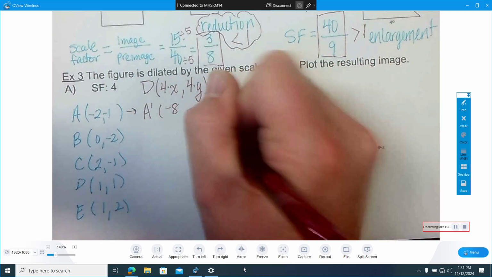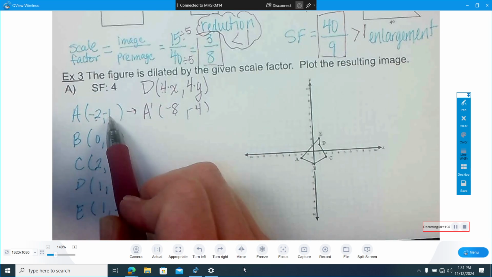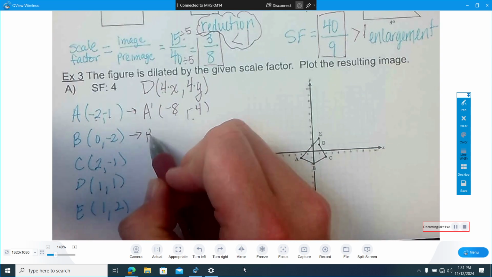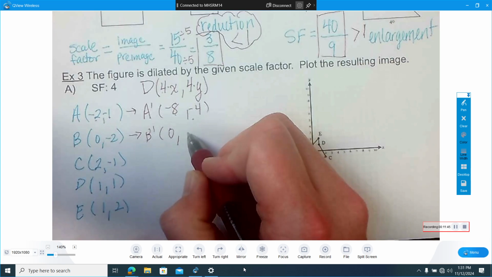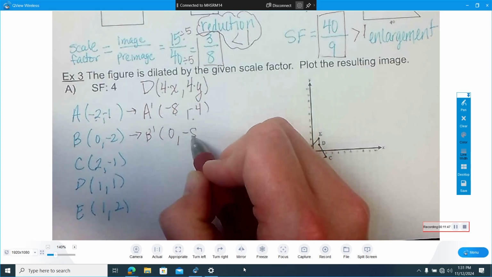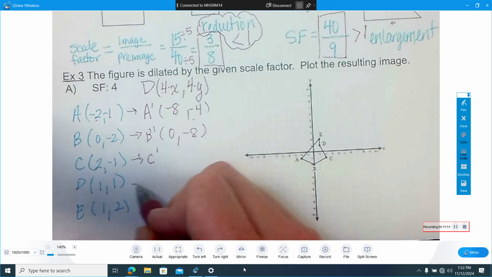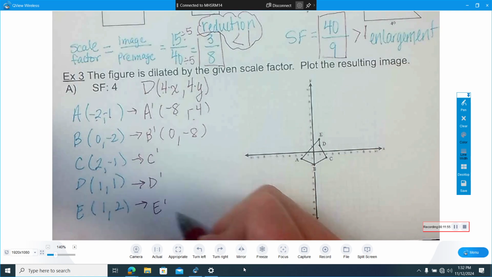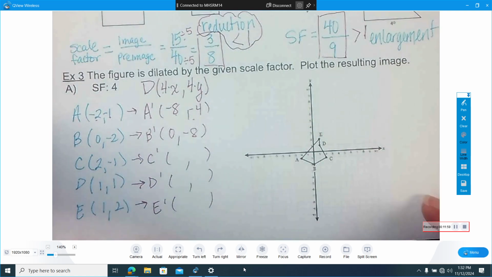-8 and a -4. -2 times 4 is -8. -1 times 4 is -4. All right. B prime is going to become what? 0, -8. Good. All right. Go ahead and take a second and finish up C prime, D prime, E prime. And once you know the order of pairs, what are you going to do? Plot them.